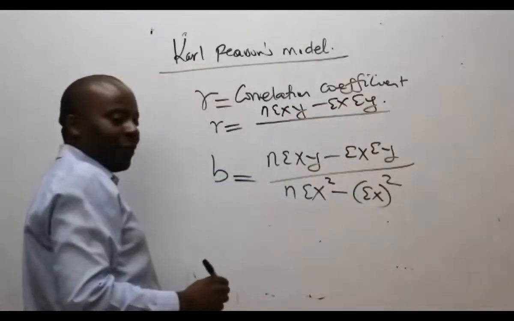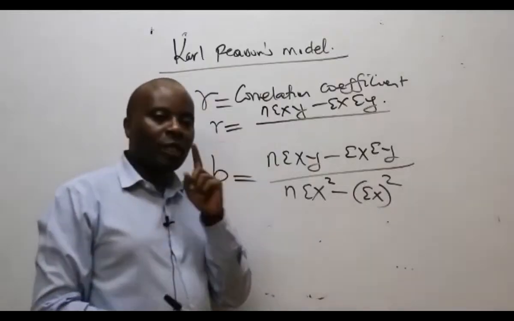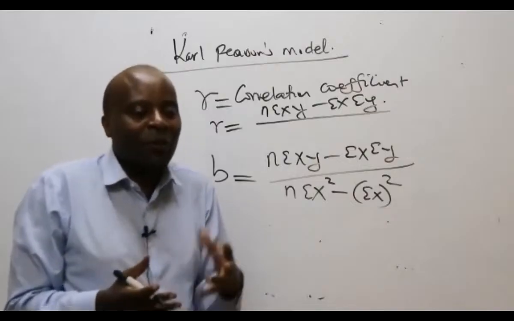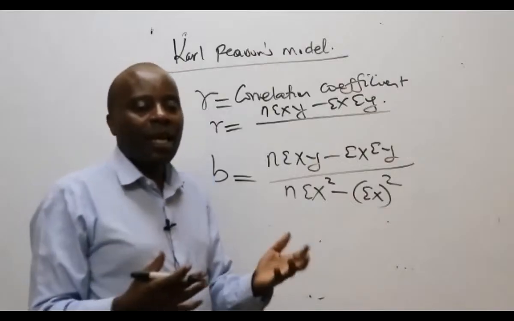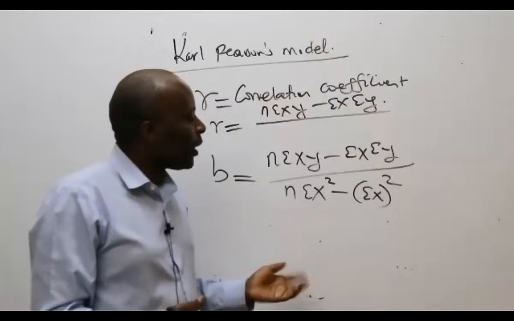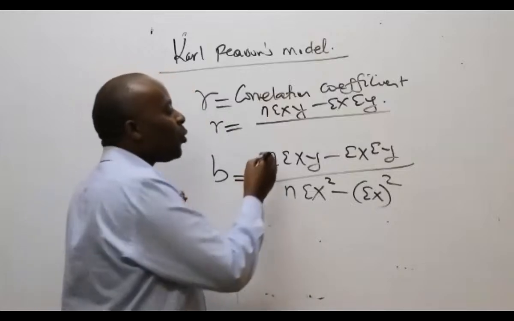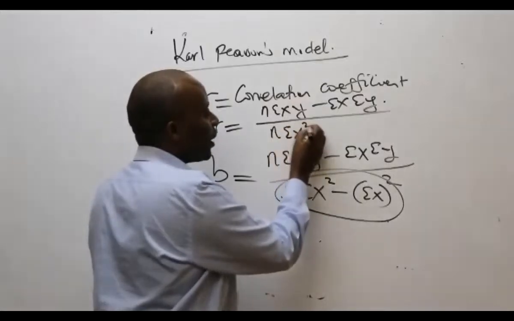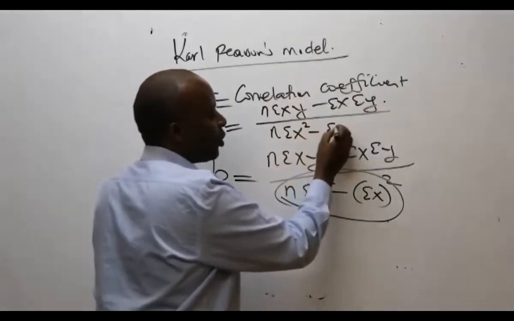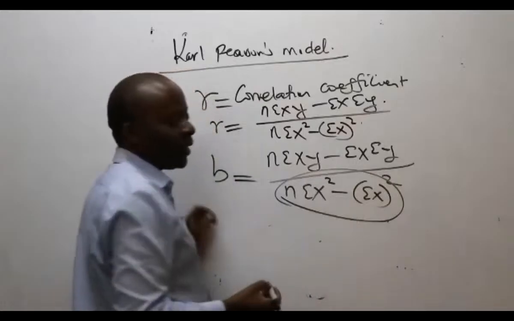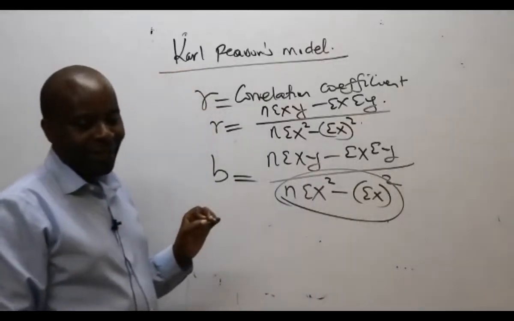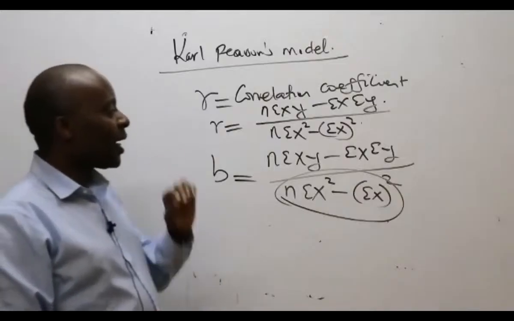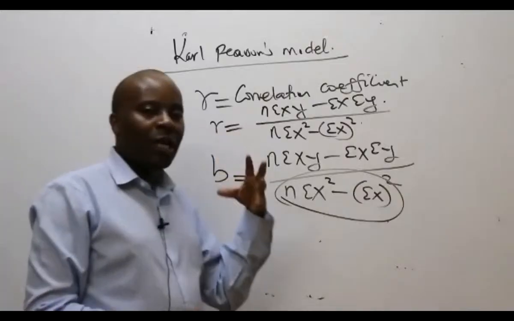Now, the moment I've taken care of the numerator, there is also something that I know about the denominator. There is also a relationship about the denominators. If I understand this, I've understood the entire thing. So for the denominator, what I need to do is to copy this: n summation of x squared minus summation of x, squared, like that. Great. Now listen. This is correlation.